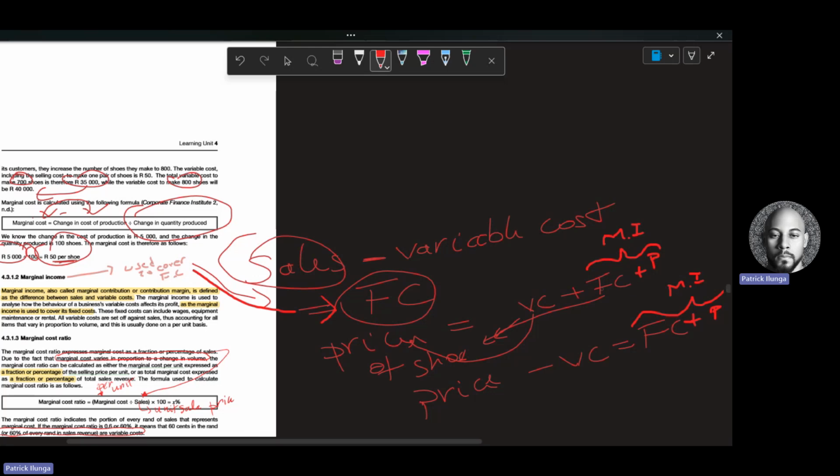So that's why I'm putting these two together. So the fixed cost plus some profit, right? Plus the profit equals the marginal income. So I have to write it this way so that you understand.